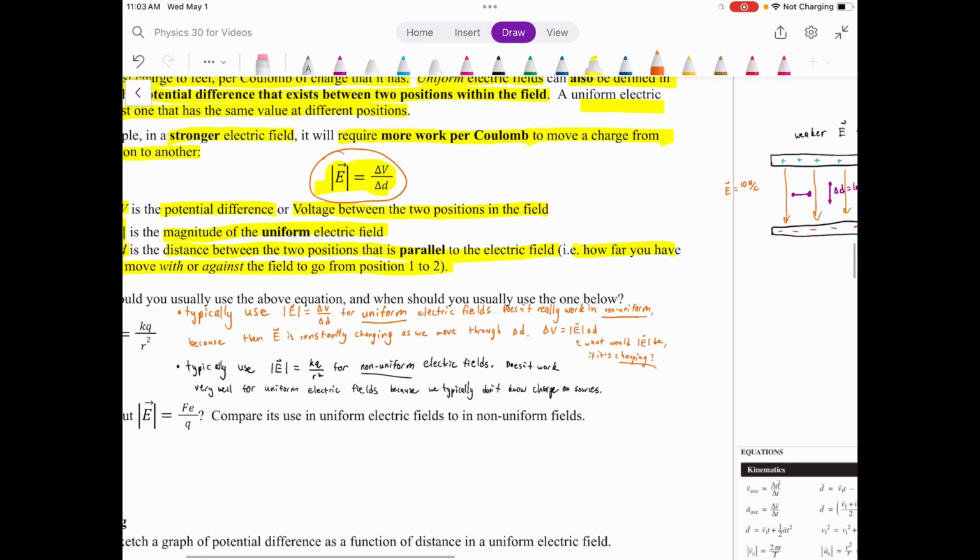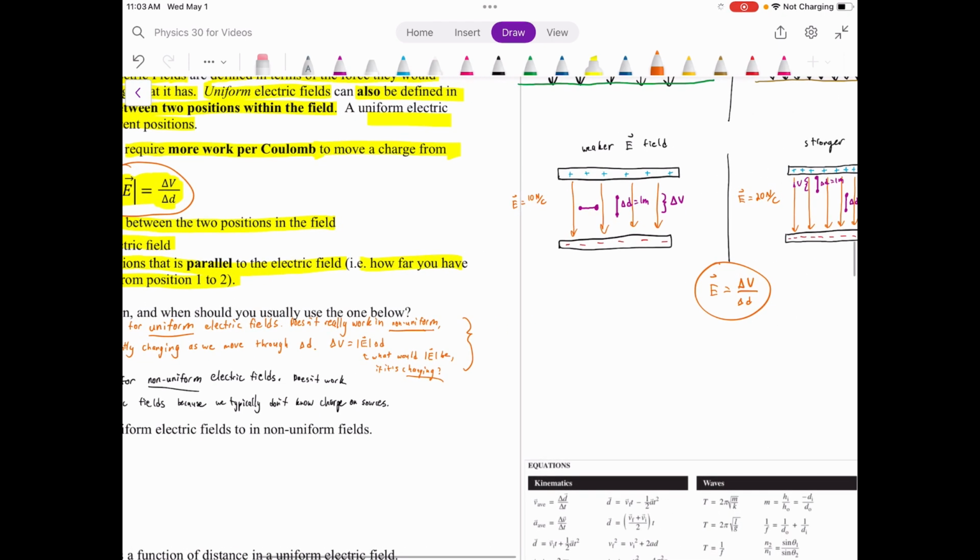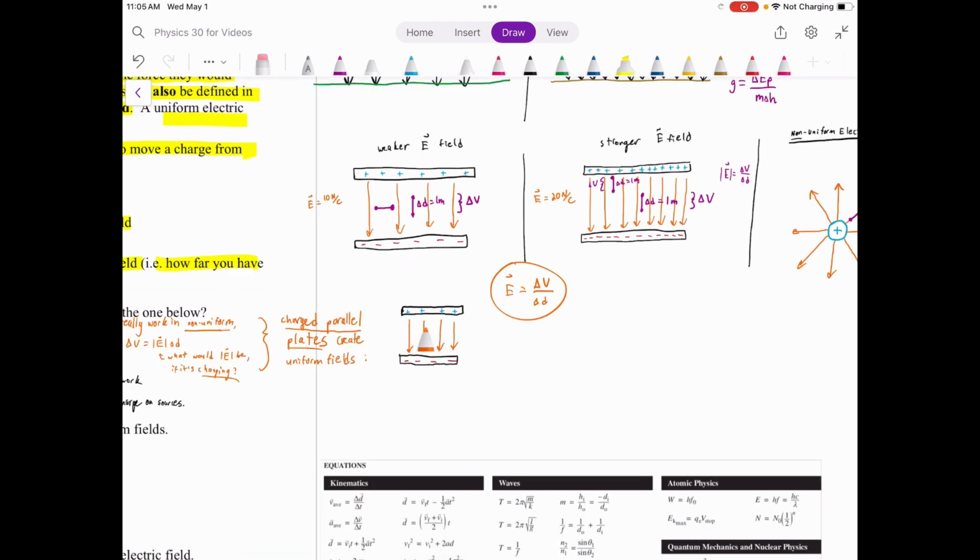So typically, this one is more handy when we're dealing with charged parallel plates. In this situation, we really don't know what charge is on the plates. What's more, the separation distance we are from this plate is different from this plate. Again, these are both producing their own electric field. What we see in the middle here is the result of adding the electric fields.